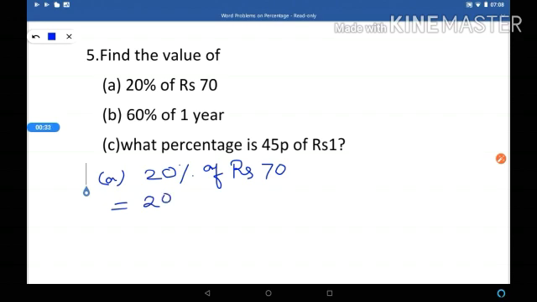20% is nothing but 20 upon 100. Of means multiplication. So, into rupees 70. Now, cancel zeros in 100 and 20, and 70. 1 0 in 20, 1 0 in 70. So, 2 into 7, 14. Thus, 20% of 70 rupees is 14 rupees.